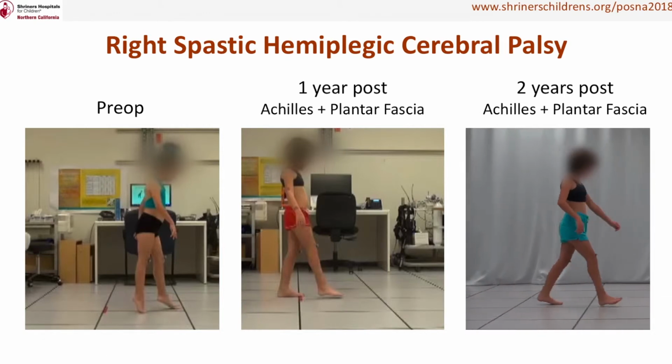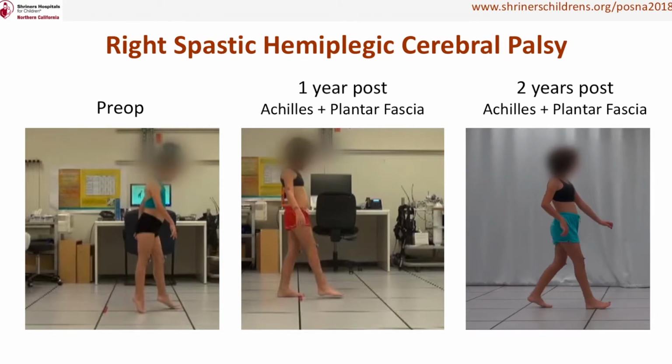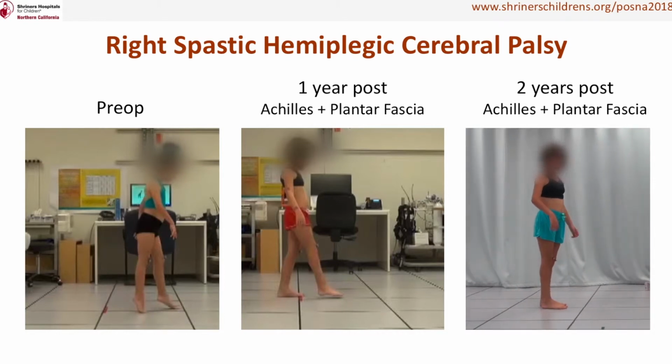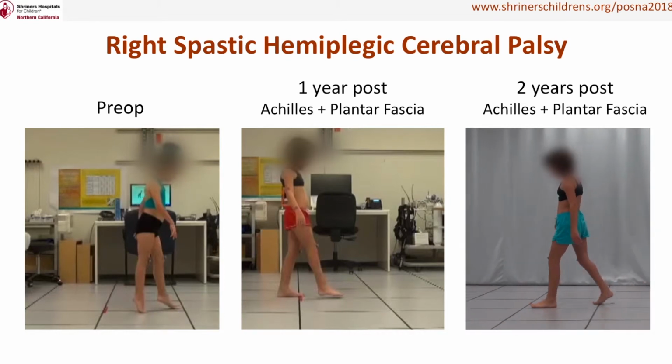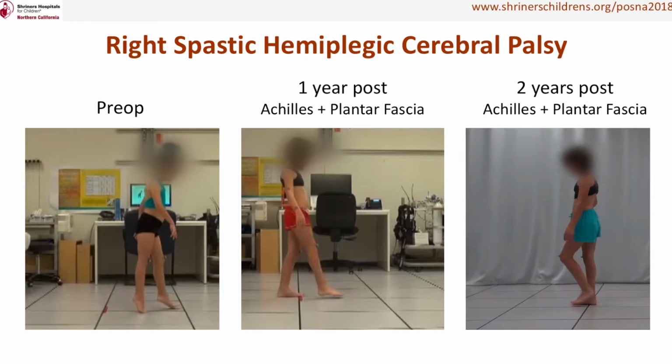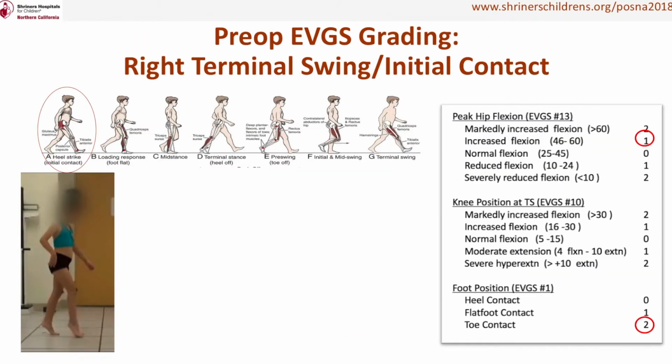At 2 years after surgery, her stiff knee has improved. Using the EVGS to structure your observations allows for even more detailed analysis, as I'll demonstrate. In sagittal initial contact, we can see that there is abnormal foot contact and increased hip flexion, but the knee position is within normal range. This results in increased scores in the corresponding fields, circled here.